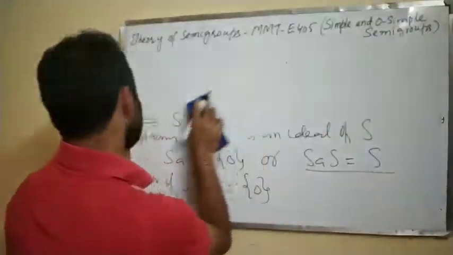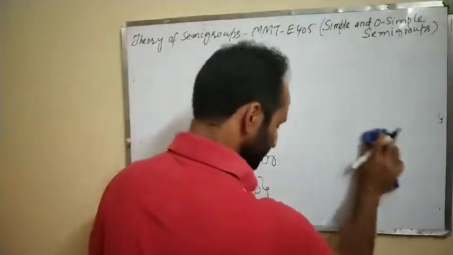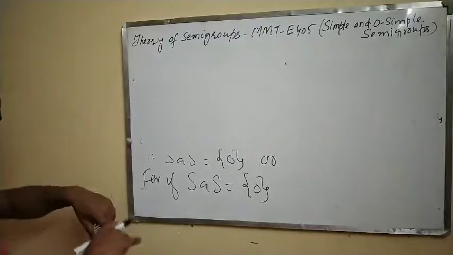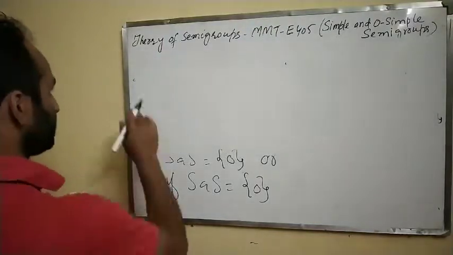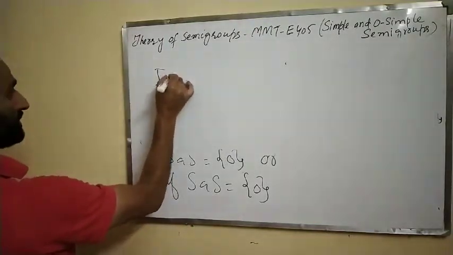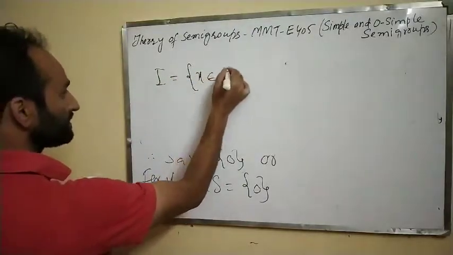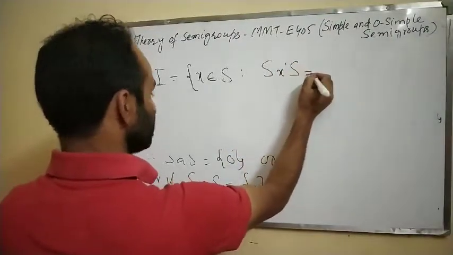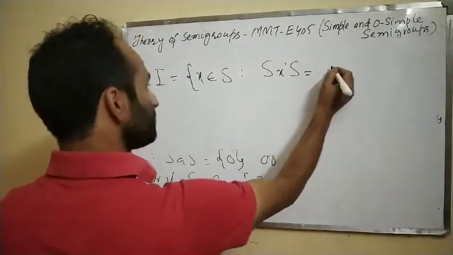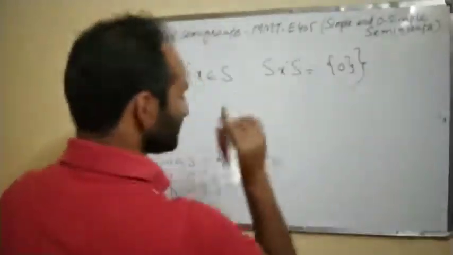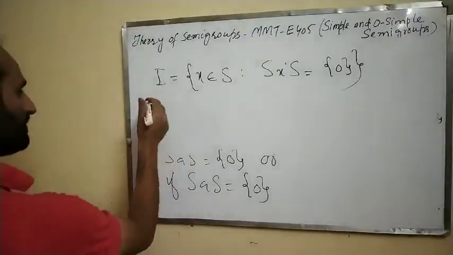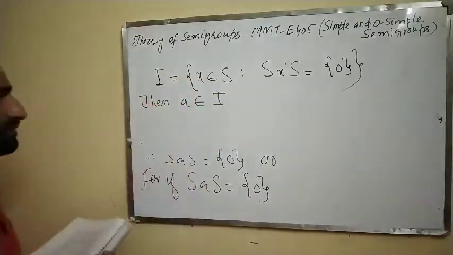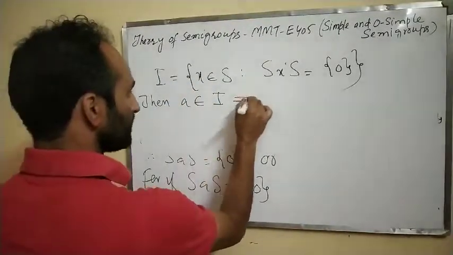Then we construct an ideal which contains A. Let's take this set. Let I be equal to those elements X of S such that SXS is equal to 0. Look at this set. It contains A, then A belongs to I. And A is not equal to 0, which implies I is not equal to 0.